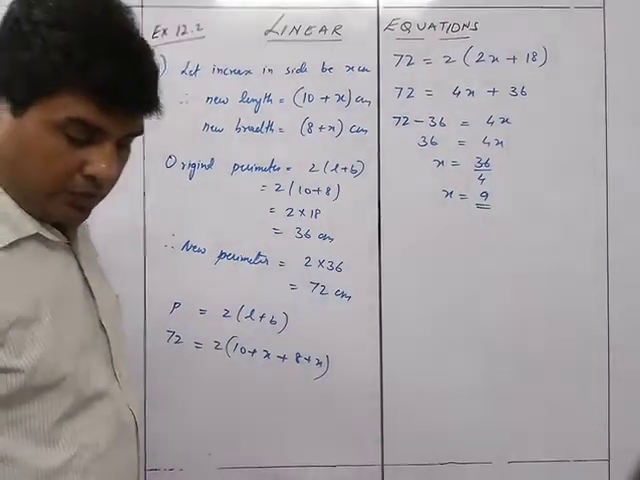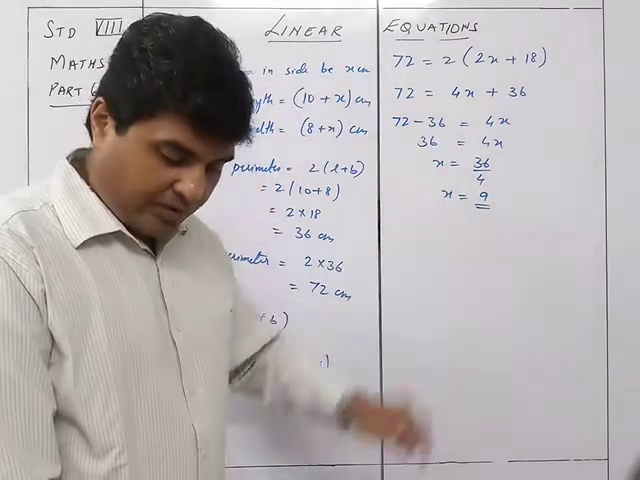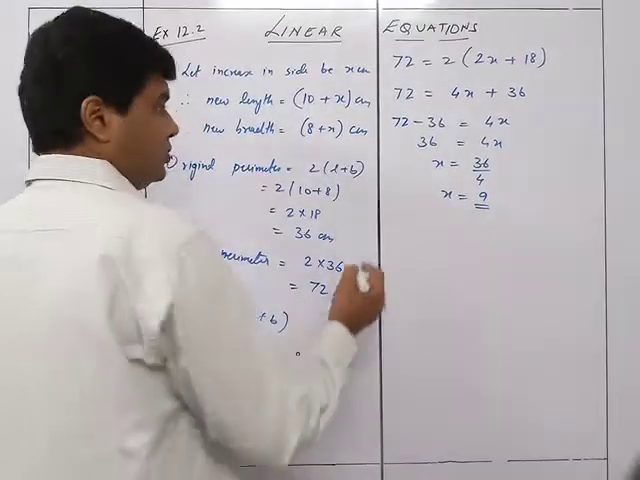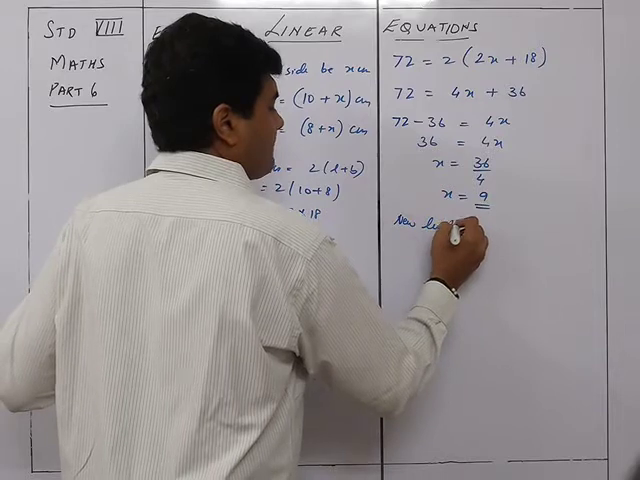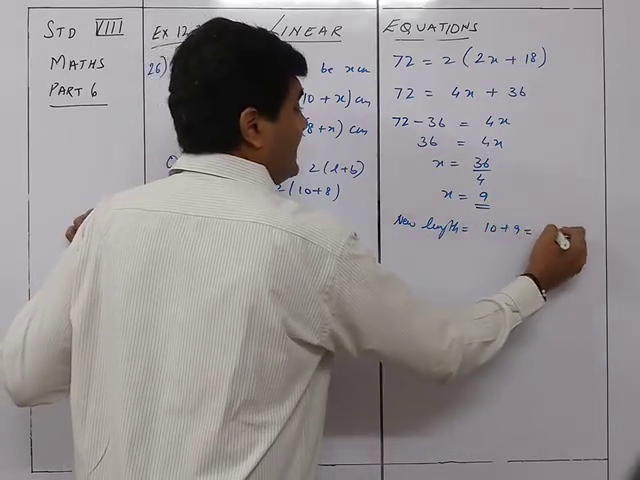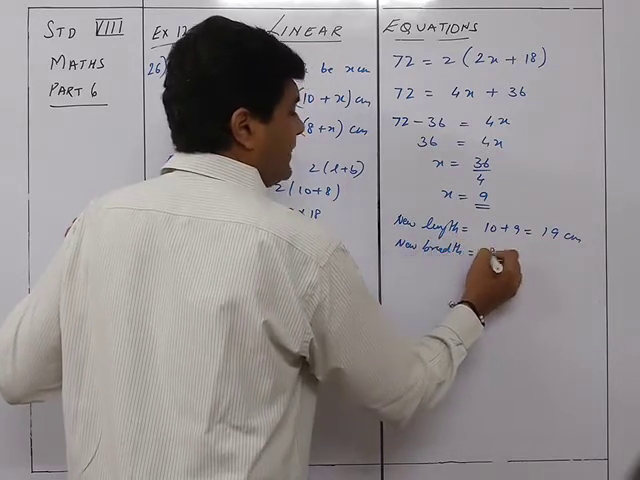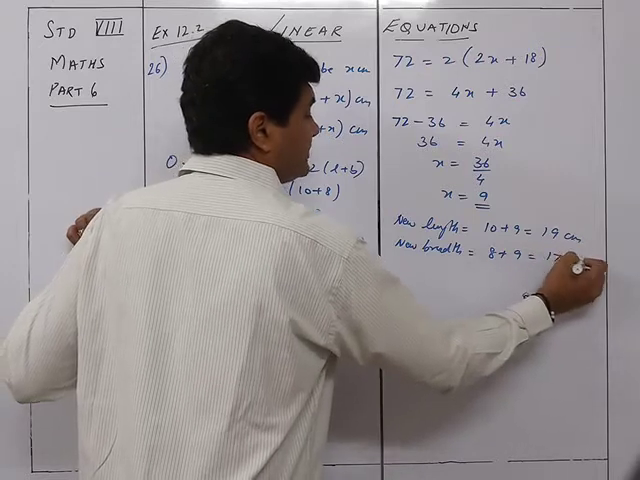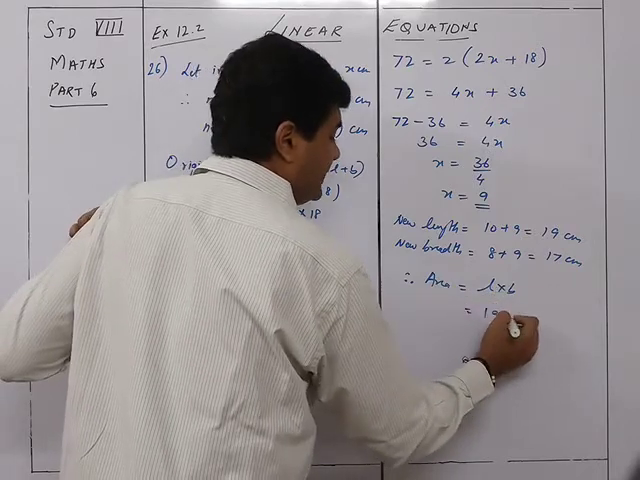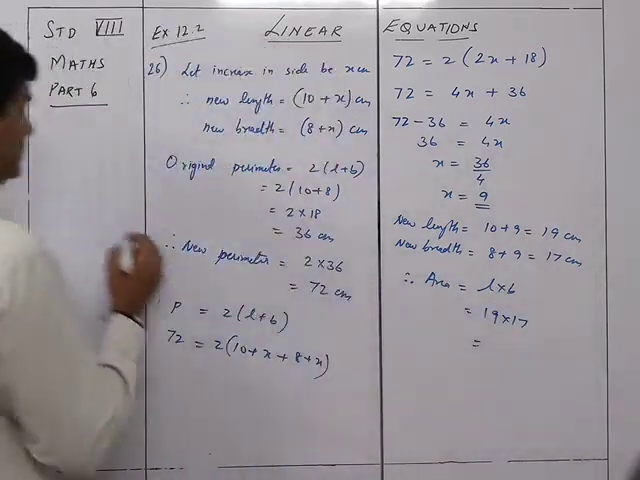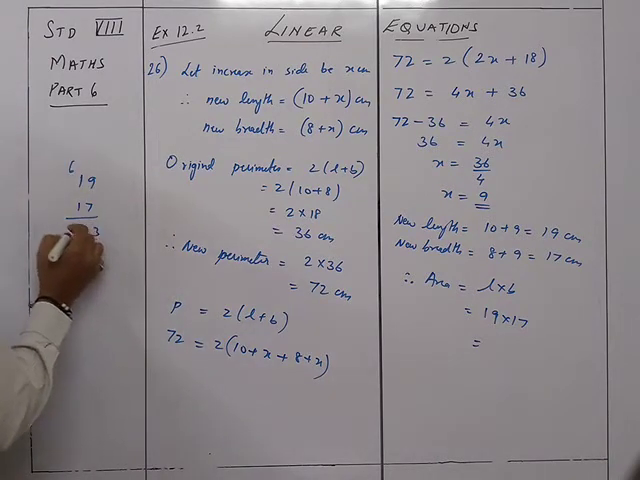What you need to find out is the value of x. So x is 9, that is what we got. Hence find the area of the new rectangle. So we have the new rectangle. Accordingly, new length is equal to 10 plus 9 is equal to 19 centimeters and new breadth is equal to 8 plus 9 is equal to 17 centimeters. Therefore, area is equal to L into B, which is 19 into 17. Okay, so it is 19 into 17, 63, 7, 23, 13.